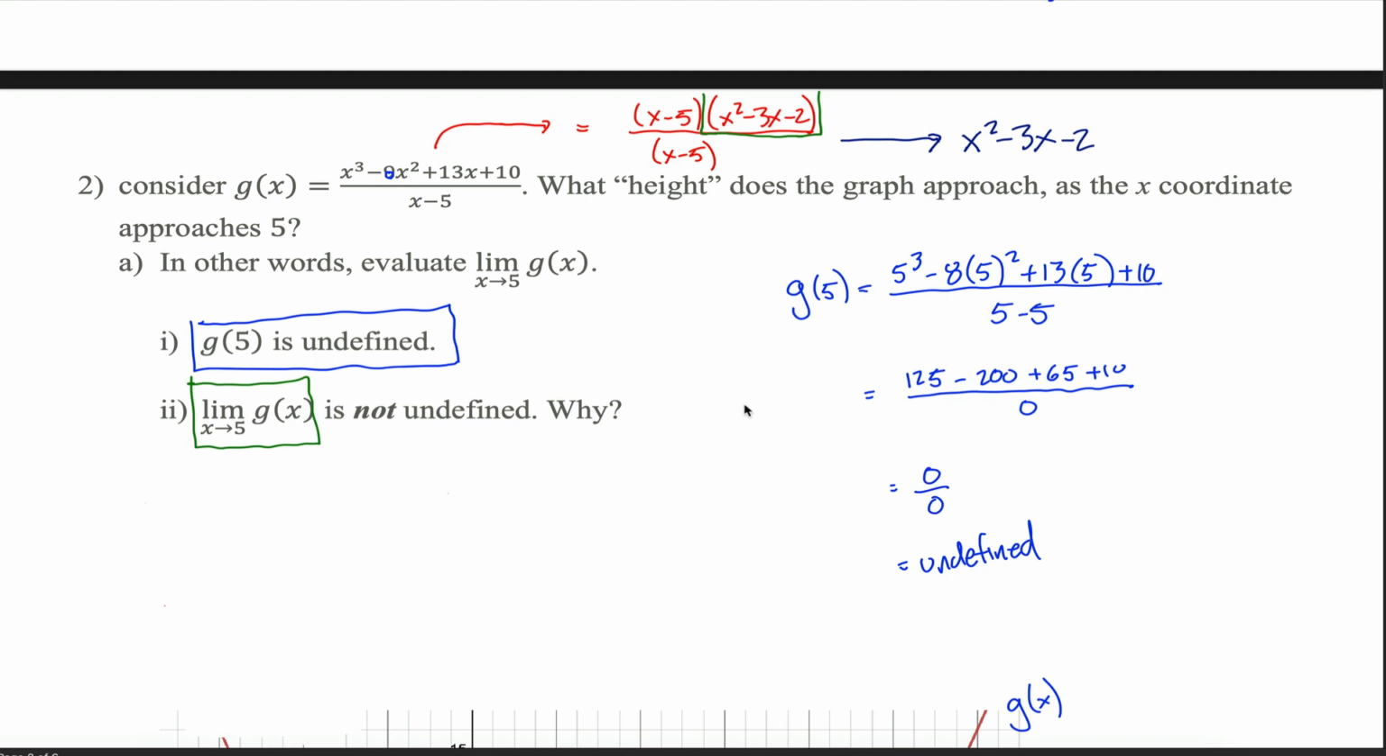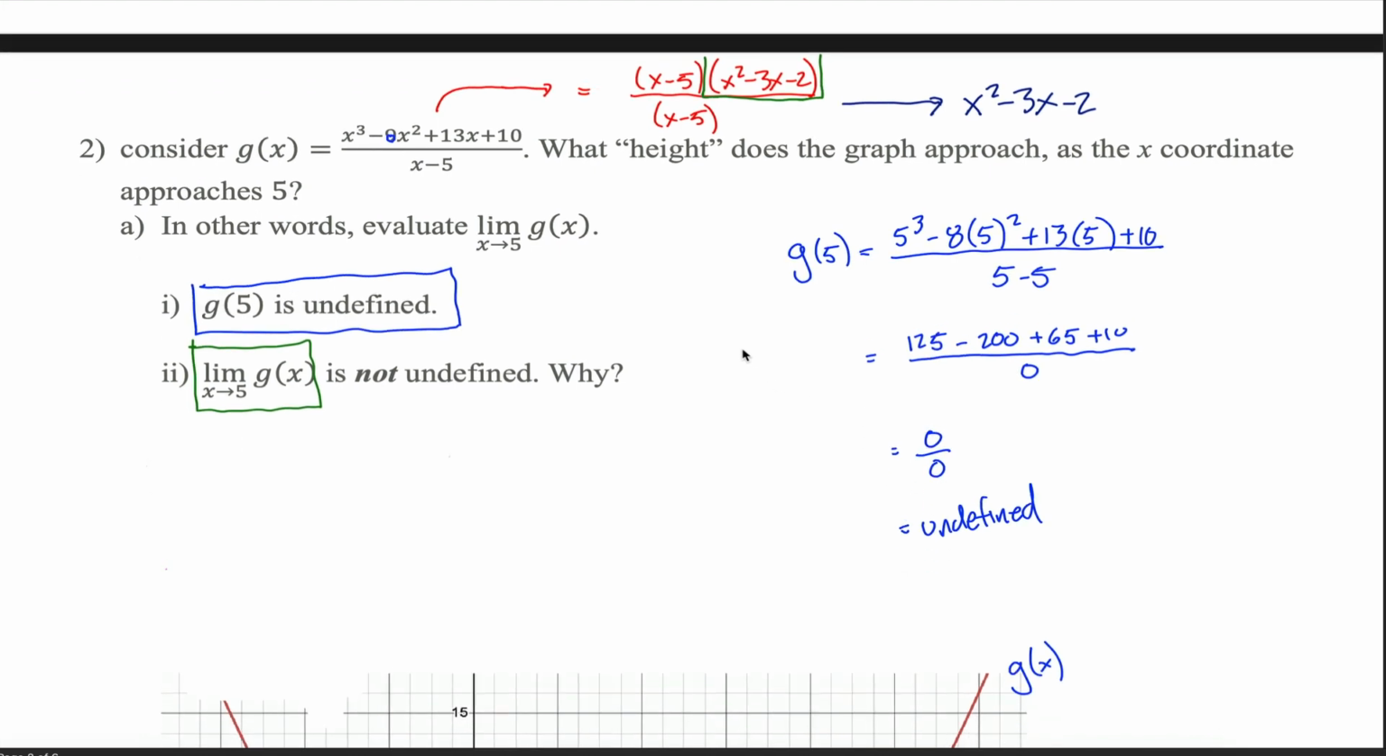But when you get that 0 over 0, that's actually good news, because that tells you that x minus 5 must be a factor of the top and the bottom. And the bottom is pretty clear. It's just x minus 5, times 1 if you want. But in the top, it's not at all obvious that x minus 5 is a factor of this third degree polynomial. You need to factor this third degree polynomial so you can cancel out those x minus 5's.